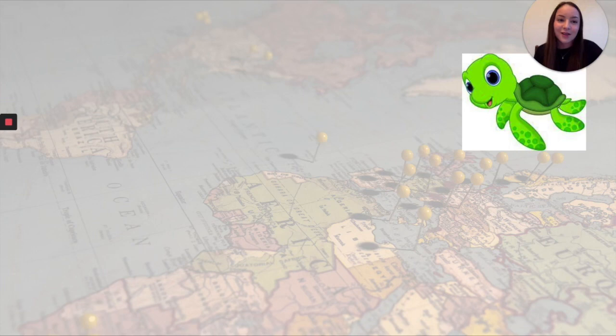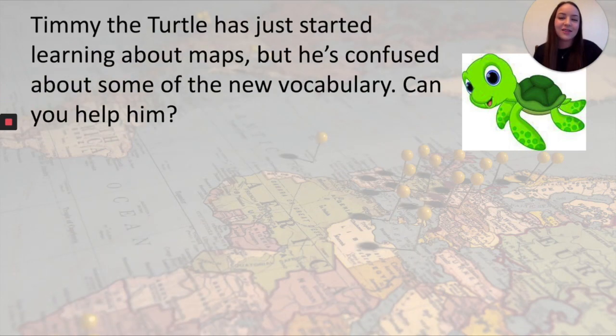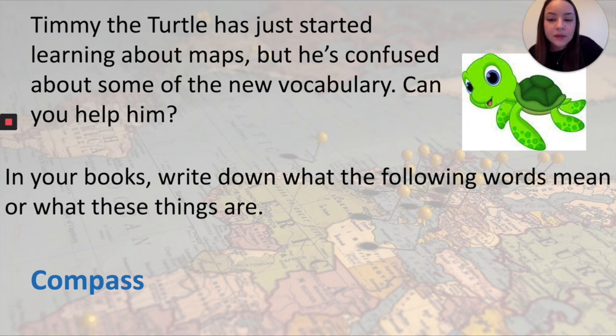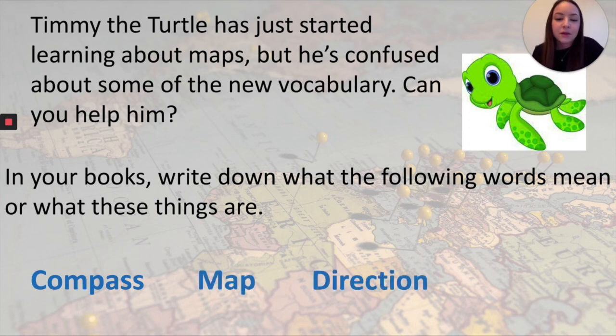Now Timmy the Turtle's back. He has just started learning about maps as well, but he's a bit confused about some of the new vocabulary. So can you help him? In your books, write down what the following words mean or what these things are. So the words are compass, map, direction, and distance.